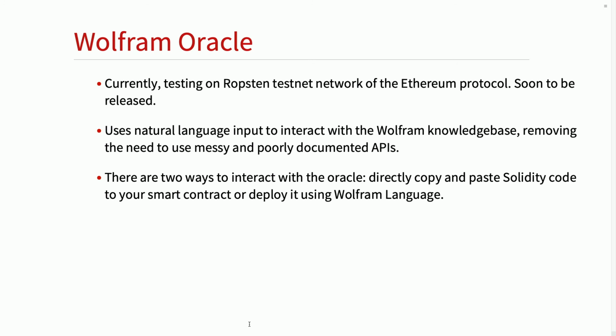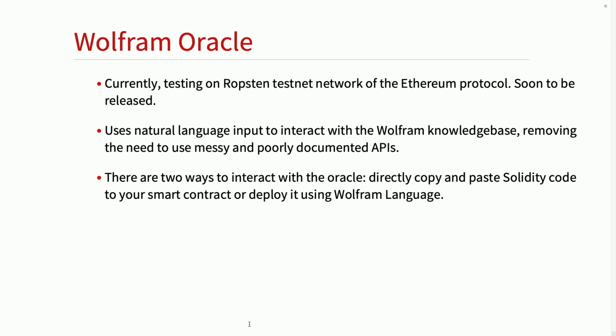Currently, we are testing this architecture on the Ropsten testnet network of the Ethereum protocol. It uses natural language to interact with the Oracle, so there is no need for the developer to handle messy and poorly documented APIs. There are mainly two ways to interact with the Oracle. A developer might just copy and paste a piece of Solidity function code into their smart contract and use it, but it is also possible to deploy a contract and interact with it using the various blockchain functions we have developed in the Wolfram Language.